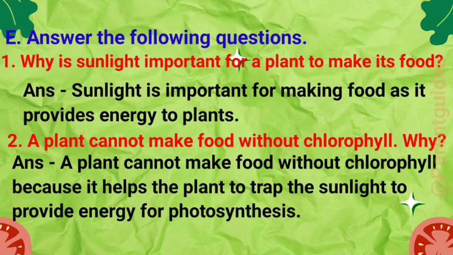E. Answer the following questions. 1. Why is sunlight important for a plant to make its food? Answer. Sunlight is important for making food as it provides energy to plants. 2. A plant cannot make food without chlorophyll. Why? Answer. A plant cannot make food without chlorophyll because it helps the plant to trap the sunlight to provide energy for photosynthesis.